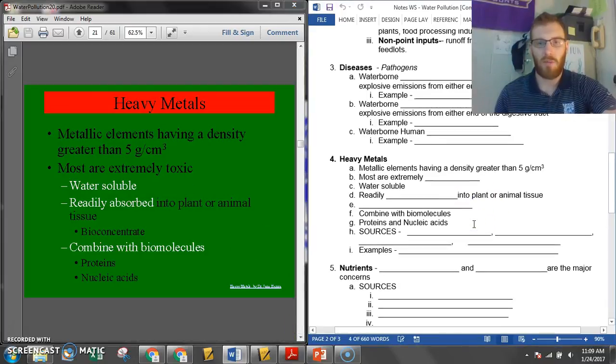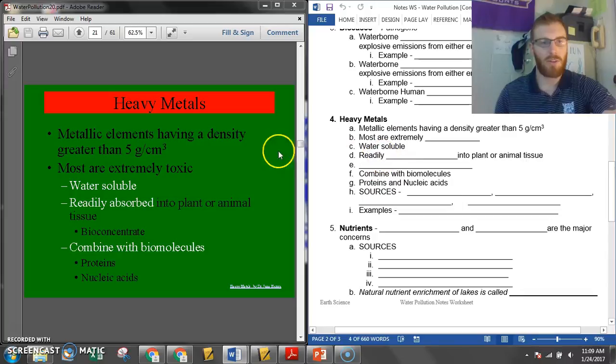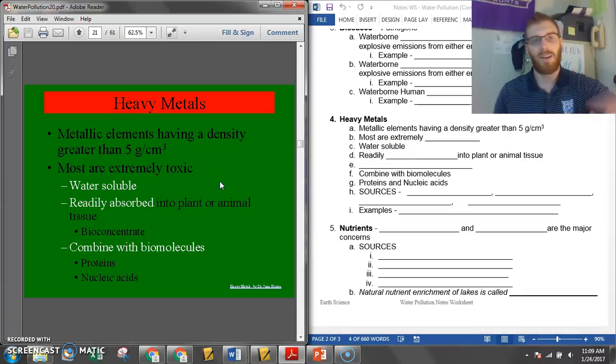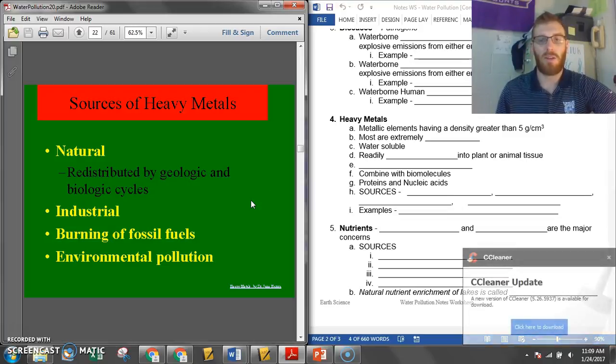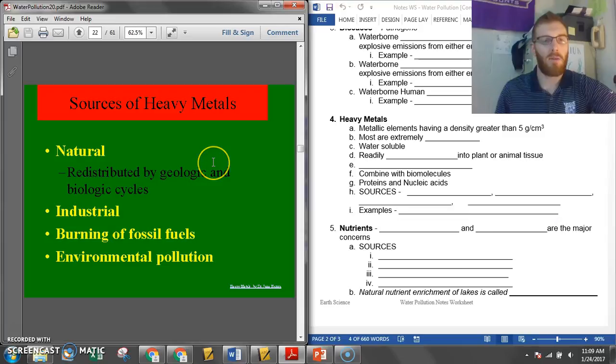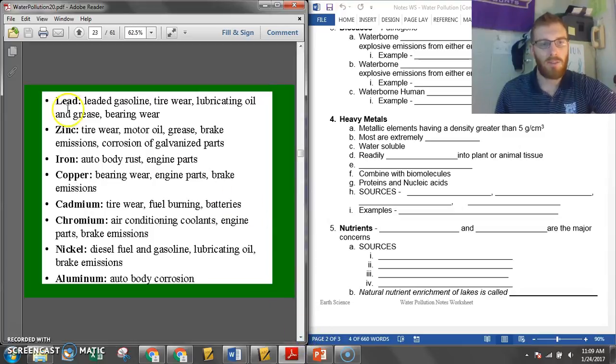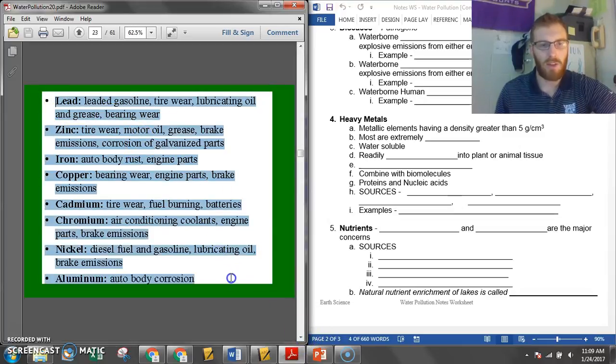So now we're getting down into heavy metals. And you can read that here. Heavy metallic elements have a density of greater than 5 grams per cubic centimeter. They are water soluble, readily absorbed into plant or animal tissues, and they combine with biomolecules, which can be potentially dangerous. So some sources of heavy metals: these are natural, can be redistributed by geologic and biological cycles. We have industrial, maybe the burning of fossil fuels, and then environmental pollution. And these are some of the heavy metals you see here and where they come from.